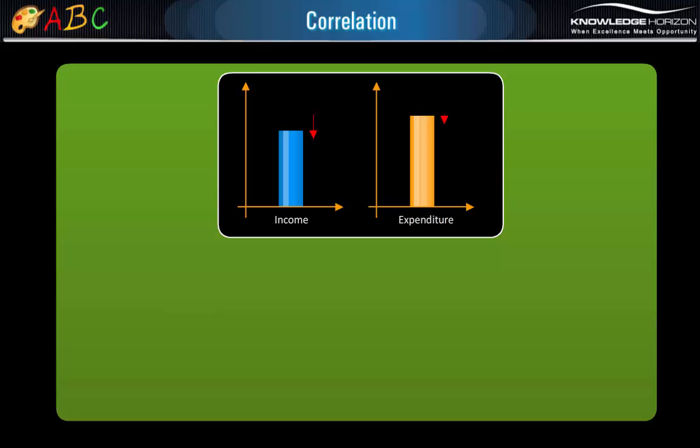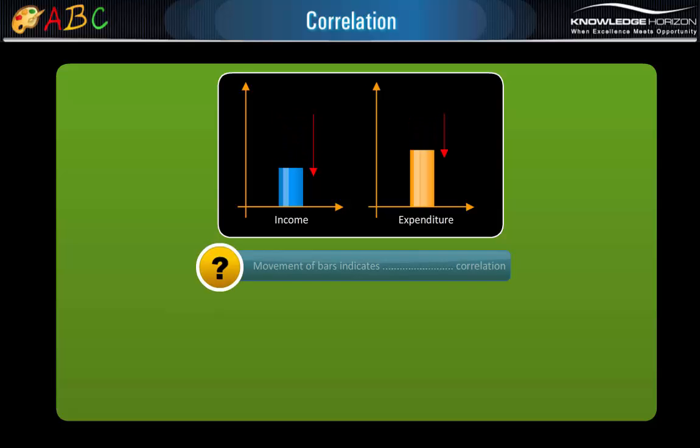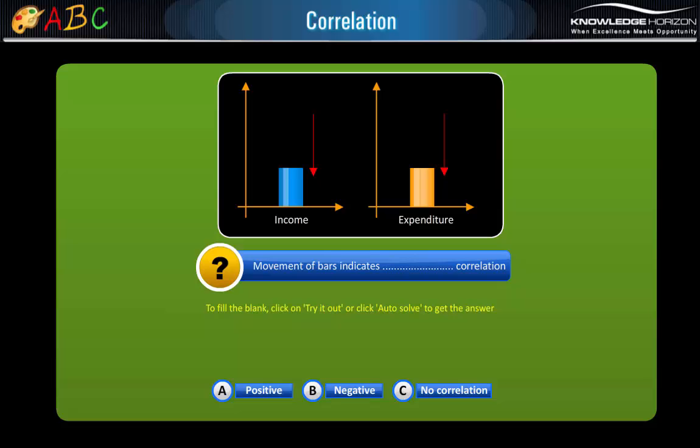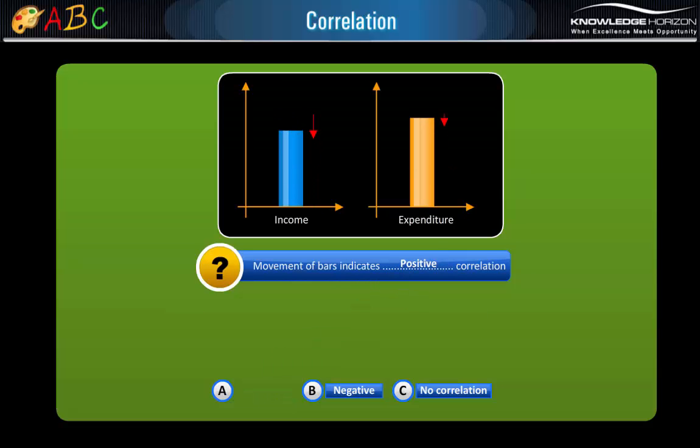Observe the movement of the bars and answer the following questions. To fill the blank, click on Try It Out or click Auto Solve to get the answer. As income decreases, expenditure also decreases. That is, the movement of the bars is in the same direction. Hence, it is a case of positive correlation.